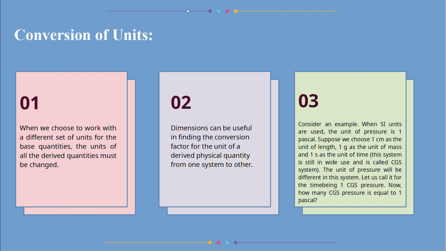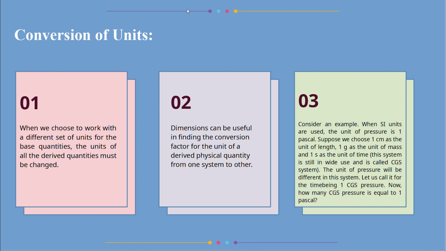Next use of dimension is conversion of units. When you choose to work with a different set of units for the base quantities, the units of all the derived quantities must be changed. Dimensions can be useful in finding the conversion factor for the unit of a derived physical quantity from one system to another. Consider an example. When SI units are used, the unit of pressure is 1 Pascal. Suppose we choose 1 centimeter as the unit of length, 1 gram as the unit of mass, and 1 second as the unit of time.